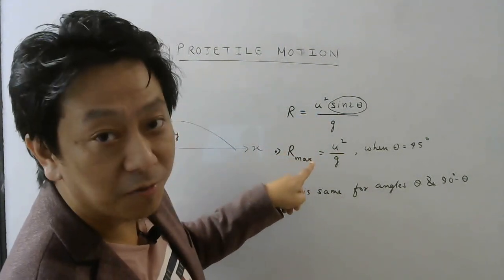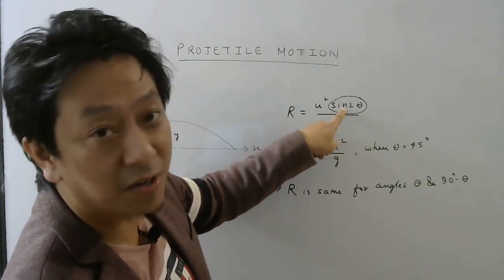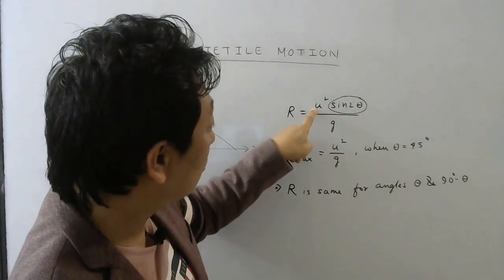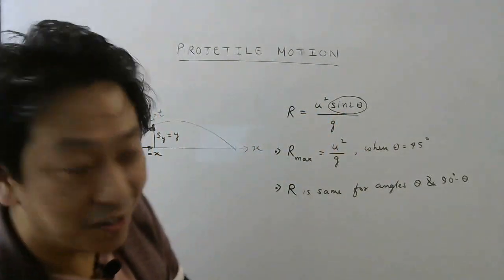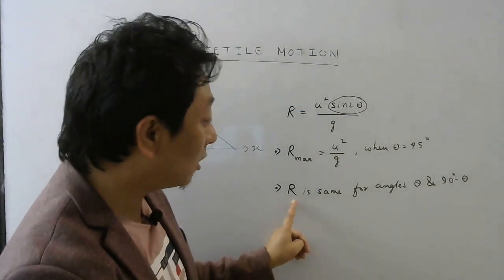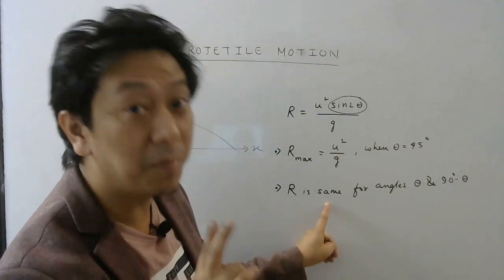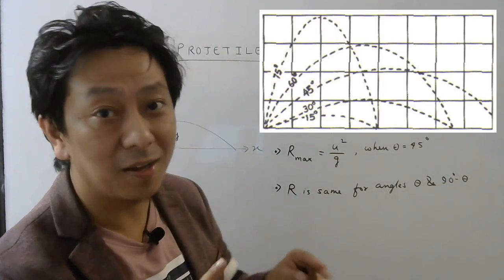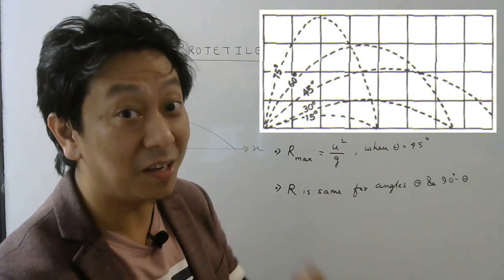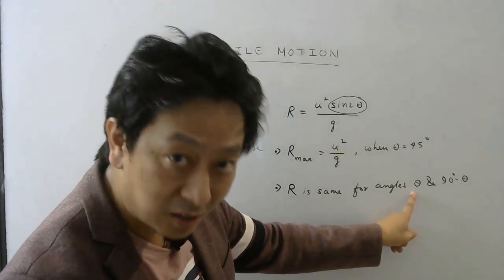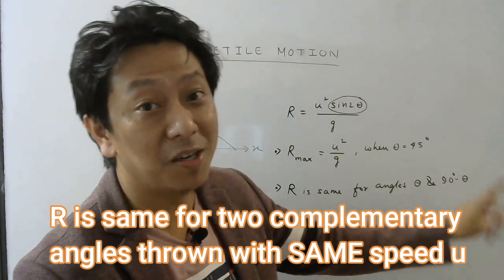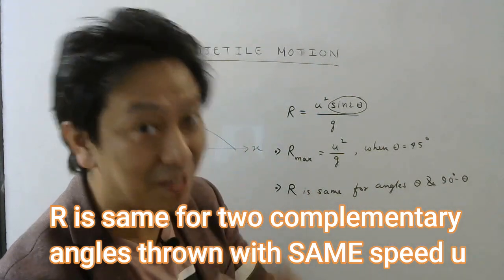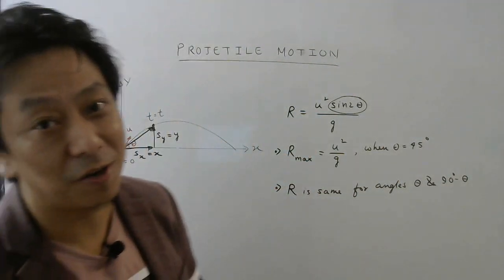And what is the value of that maximum range? Just put the sine function as 1. So you will get u square by g, isn't it? Also, your range will be the same for two complementary angles. Complementary angles means if you add them, you should get 90 degrees. So for angle theta and for 90 degrees minus theta, the range will be the same. So these two things you need to try to remember.